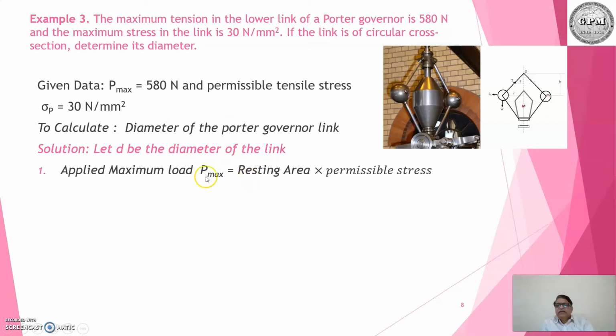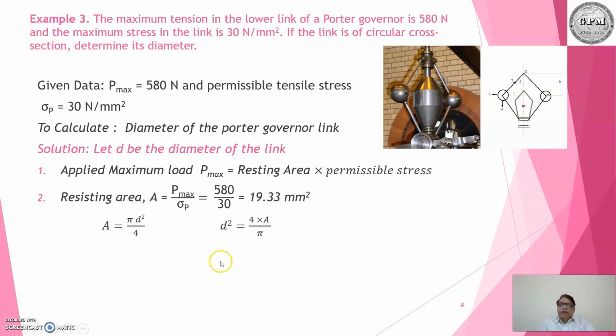And thereby you are writing this equation, and then we go for the calculation of area, which is equal to P maximum upon sigma, P, 580 by 30. From this you will get 19.33, the resisting area. Again, find the diameter of the link, and what we are getting is 4.96, which is equal to 5 millimeter.